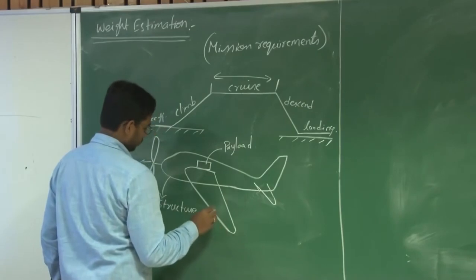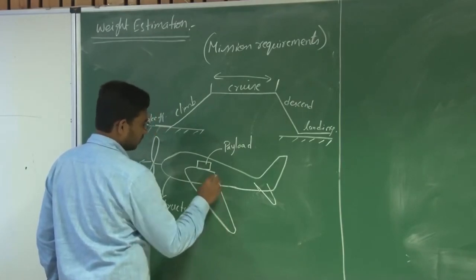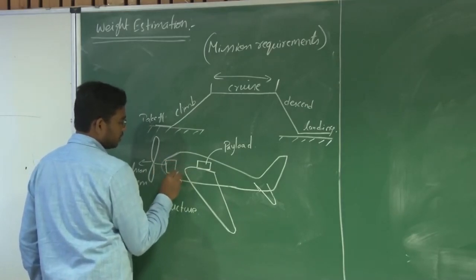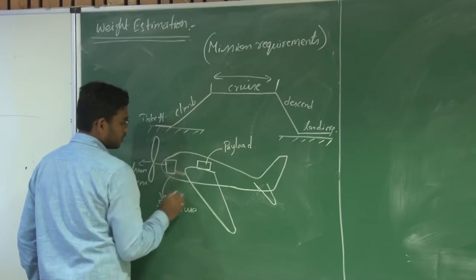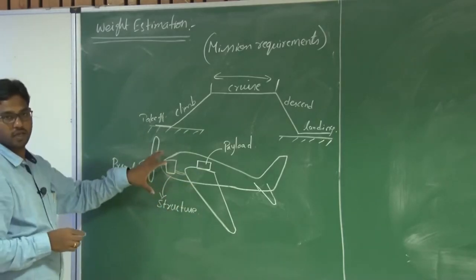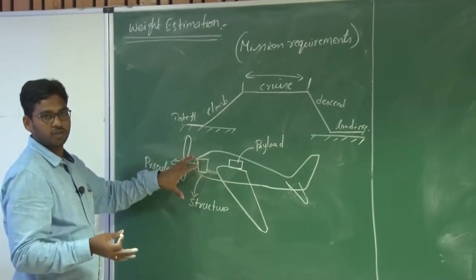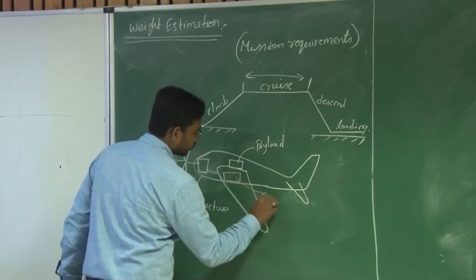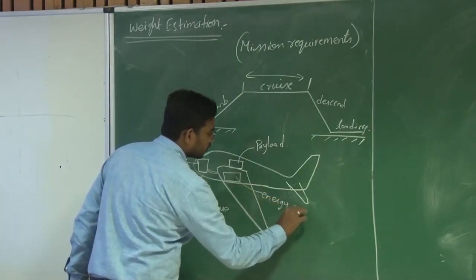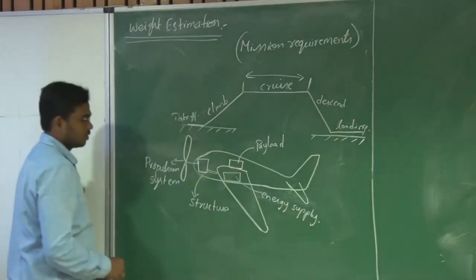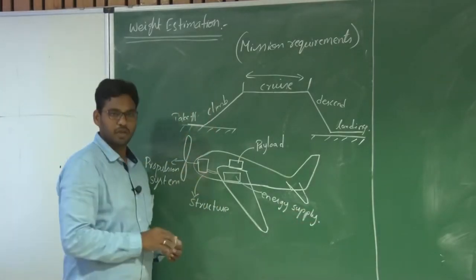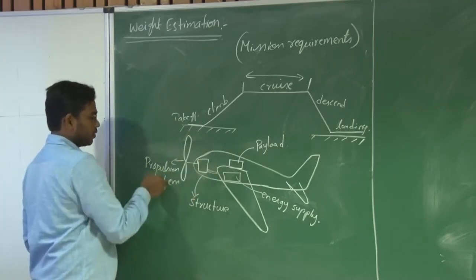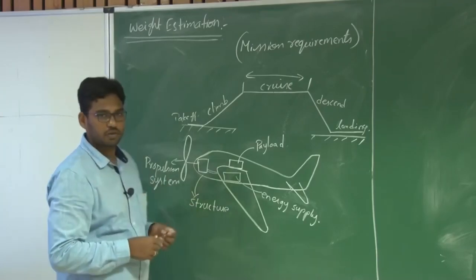At the same time, you have a power plant here, and how is this power plant running? There should be an onboard energy storage, so energy supply. So this can be broadly considered this way. Of course, there will be avionics, which will be a smaller percentage compared to all these things, and you can sum it up to either structure or propulsion part.